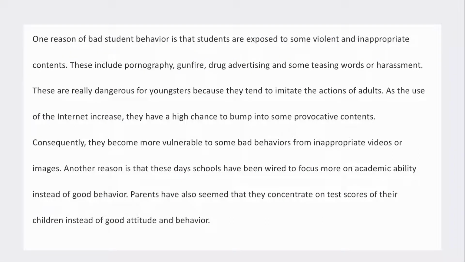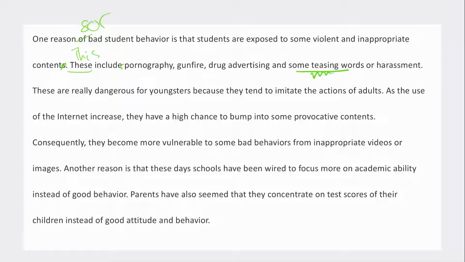So look at the first section. One reason for bad student behavior is that students are exposed to some violent and inappropriate content. These include some violent and inappropriate content. This includes, I would make it singular, pornography, gunfire, drug advertising, and some teasing words or harassment.